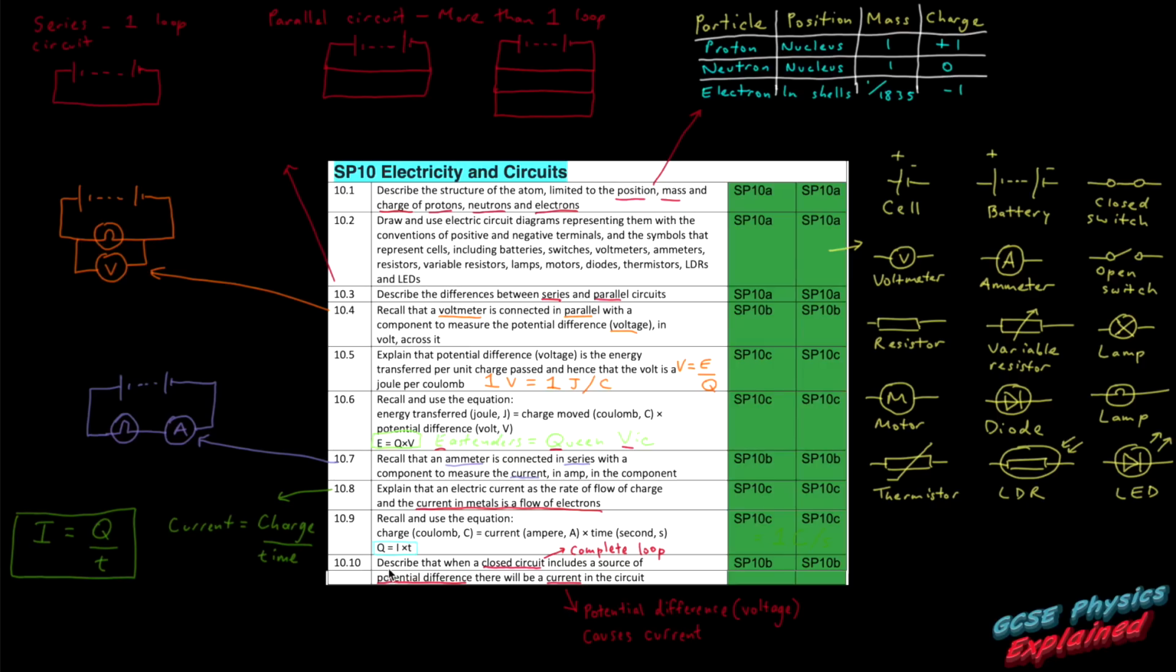And 10.10, describe that when a closed circuit includes a source of potential difference, there will be a current in the circuit. So a closed circuit just means a complete loop, and what we're basically saying is it's the potential difference, or voltage, that creates or causes the current. So if you've got no voltage, you won't get any current. So what came first, the chicken or the egg? We're not sure, but what comes first, the voltage or the current? It's the voltage.